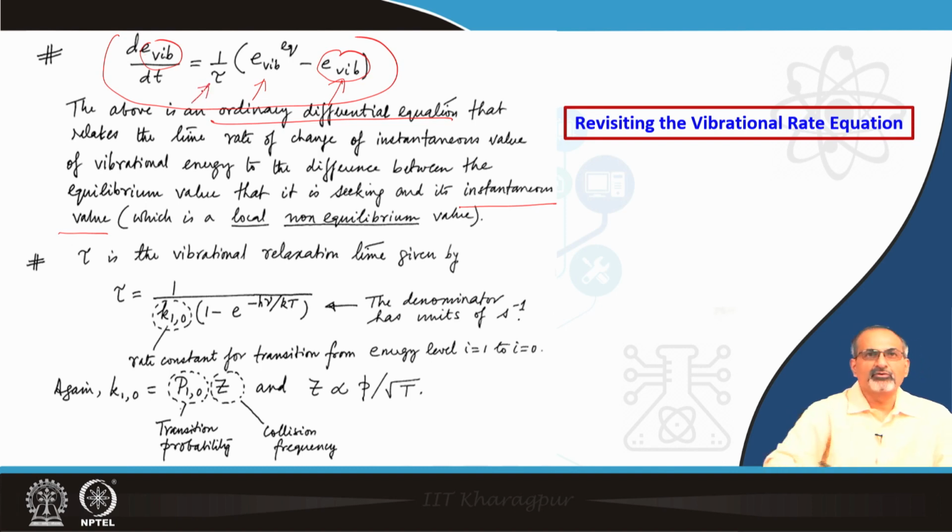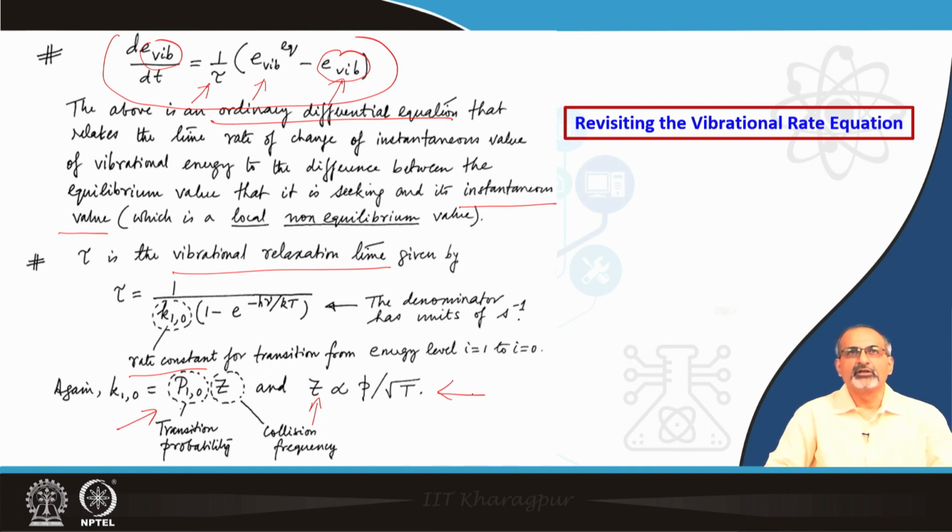The tau term plays a very important role here, that is the vibrational relaxation time, and it depends on several parameters. Finally, it has a dependence on temperature, which is very evident from here. Additionally, if you bring in the role that Z plays there, you will find that it actually depends on pressure too. So, K10 is the rate constant for transition from energy level i equal to 1 to i equal to 0, that is the ground level or 0 energy level, and K10 can be further expressed in the form of a product of P10 and Z, where Z of course is proportional to P by under root T, which we have visited earlier also. It so happens that the denominator that we have over here has units of inverse of time.